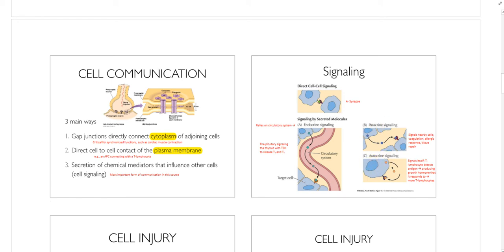Autocrine signaling, as you can imagine from the prefix auto, means that we are self-signaling, or that cell is self-signaling. An example of this would be a T lymphocyte detects an antigen producing a growth hormone that it responds to, and leading then to the creation of more T lymphocytes.